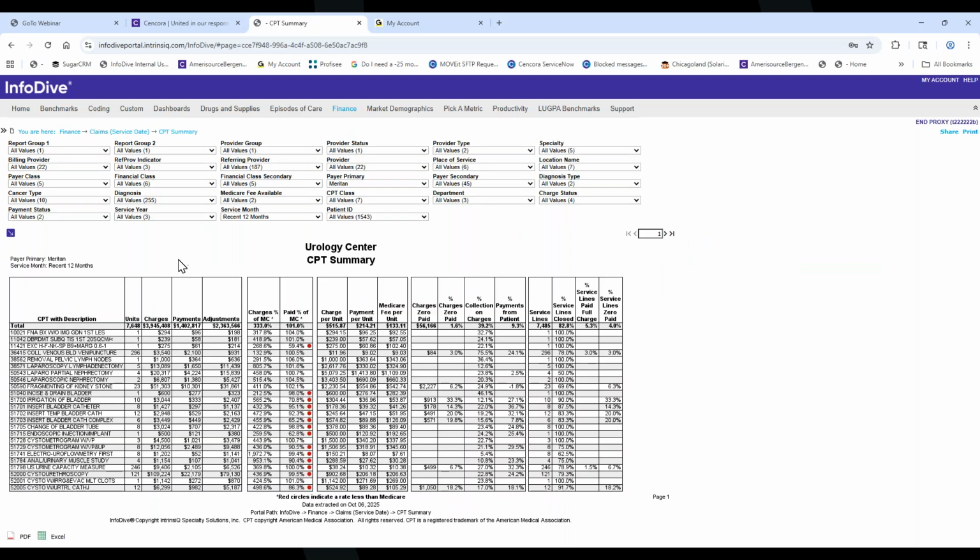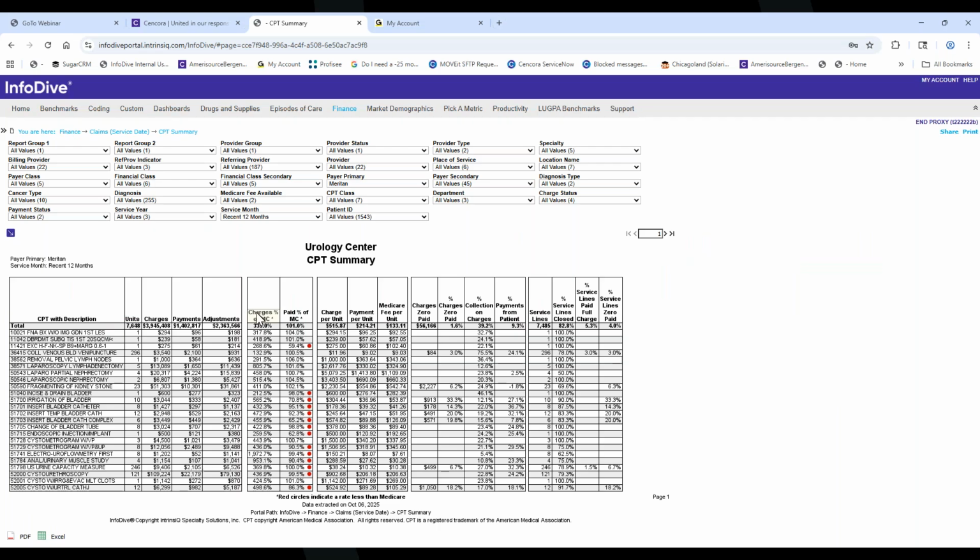So before we dig into the Meritan, I want to show you another way I would use this report. We talked about on the charge master making sure that you are not billing too low. And one of the ways to do that, and you can see here, this is going to default to CPT with description. And like most of our plans, you can sort on any of these columns.